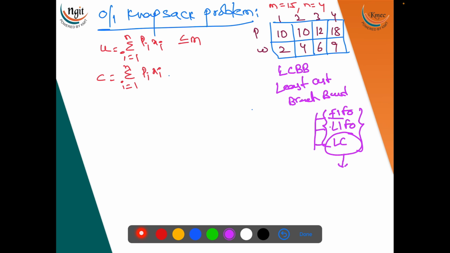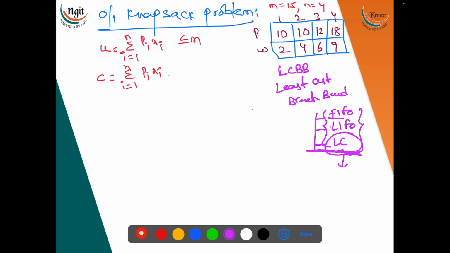Least cost branch and bound is what? I will be exploring that node whose cost is minimum for solving it using branch and bound. For each node in a state space tree, we have to find out the upper bound and cost. So we define it as the sum of all of the profits.